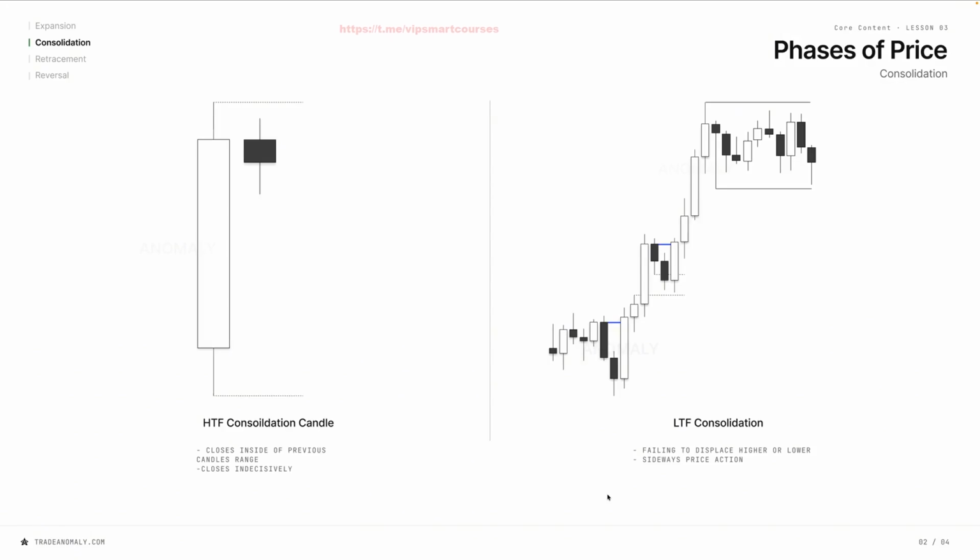So what will that look like on the lower time frame, right? So here's that expansion. And as you can see, price is just trapped within a range of this high and this low, creating failure swings on both sides. This is something we want to avoid at all costs.